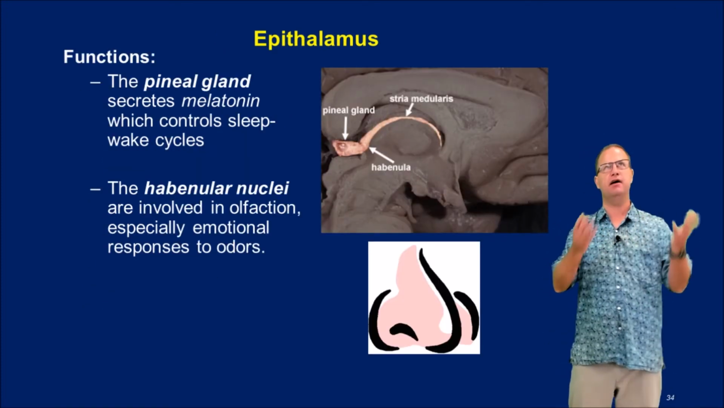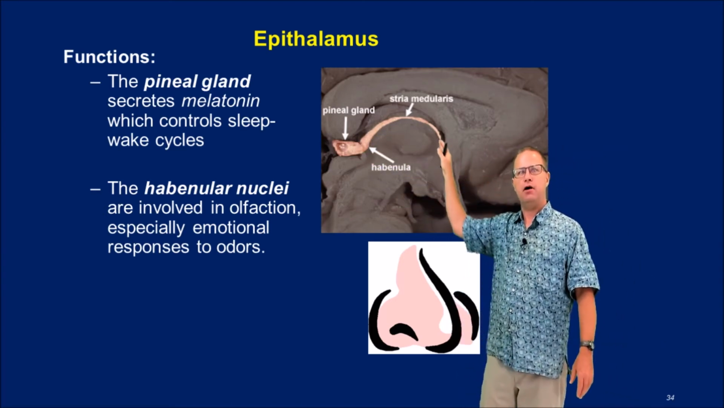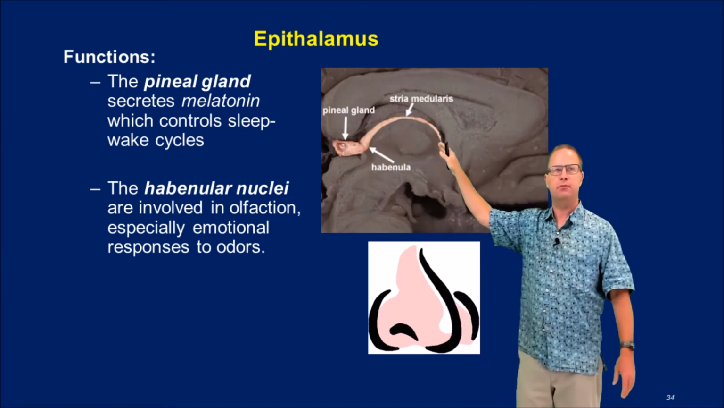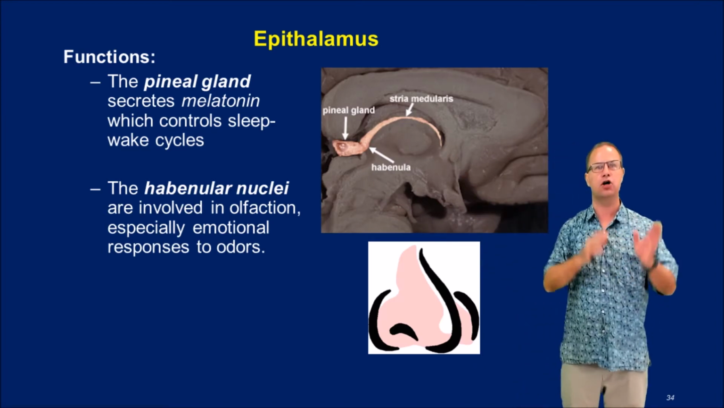Okay, next is an area called the epithalamus. Now, epi means above or on top, so the epithalamus is located above the thalamus, and it's a very small area of the brain that's located back by the midbrain. There's two different parts, one called the pineal gland and the other one called the habenular nuclei.